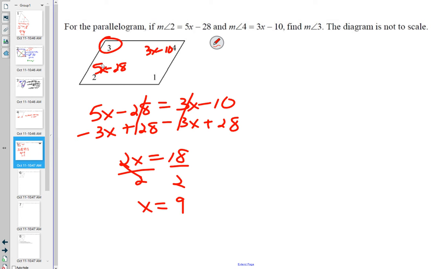But they didn't want 9, they wanted the measure of angle 3. So then I could find either angle 4 or angle 2. They're both the same. I'll just find angle 4. The measure of angle 4 is 3 times 9.